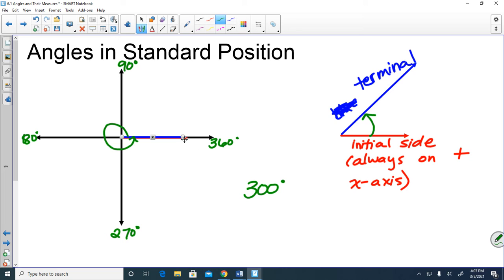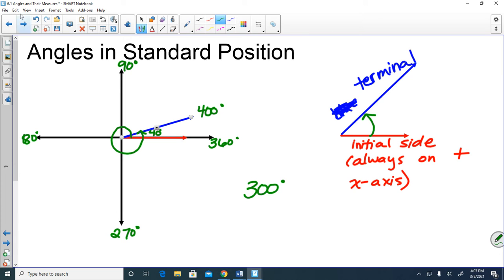Or if I wanted to draw a 400-degree angle, I would start right here, start at 0. That's the initial side. I would start here, open the angle to 90, to 180, to 270, to 360, and then a little bit more to 400. And to show that I did that, I need to draw this arc. So I started at 0, went past 90, went past 180, went past 270, and then I went 40 more degrees to get a 400-degree angle. That's how you do it.